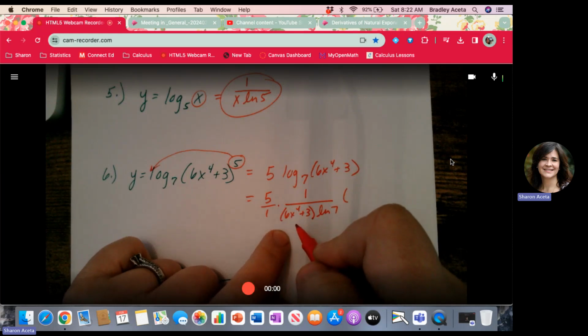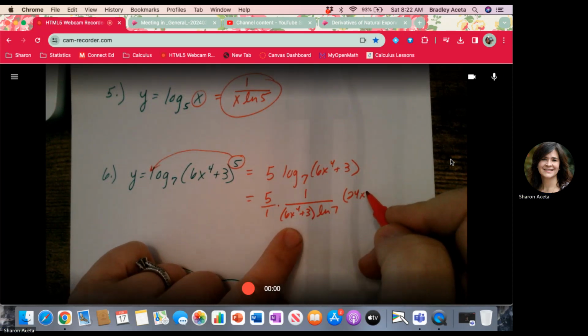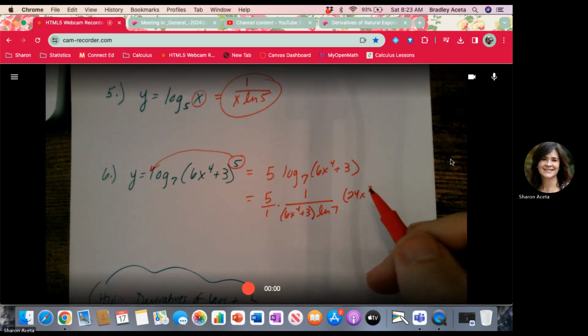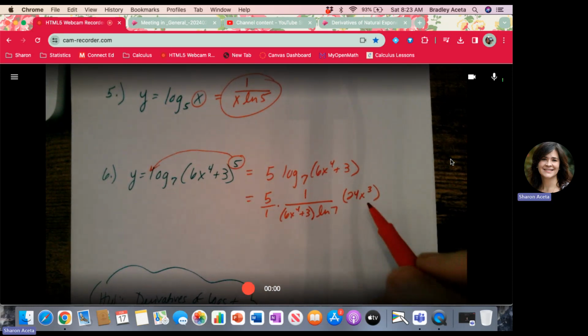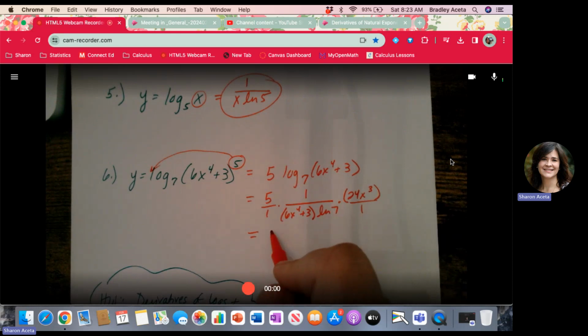The derivative of that is 24 x to the 3rd, and then the derivative of 3 is 0. And then you can clean this up. Sorry, I'm getting distracted by 5 times 24x to the 3 would be, I believe it's 120 x to the 3 over 6x to the 4 plus 3 ln 7.